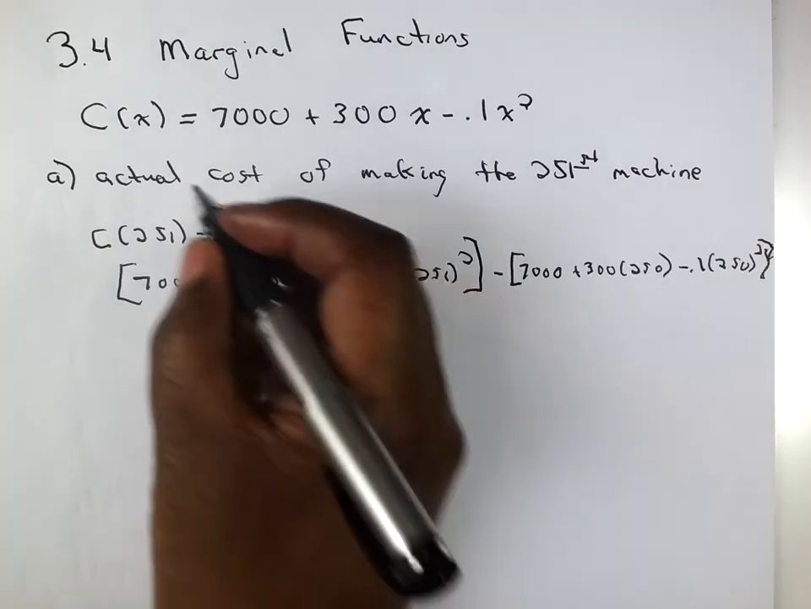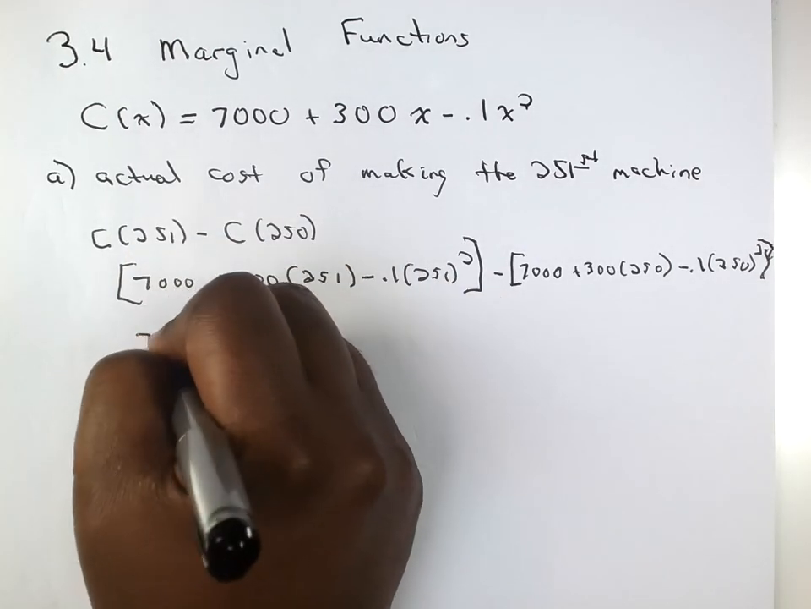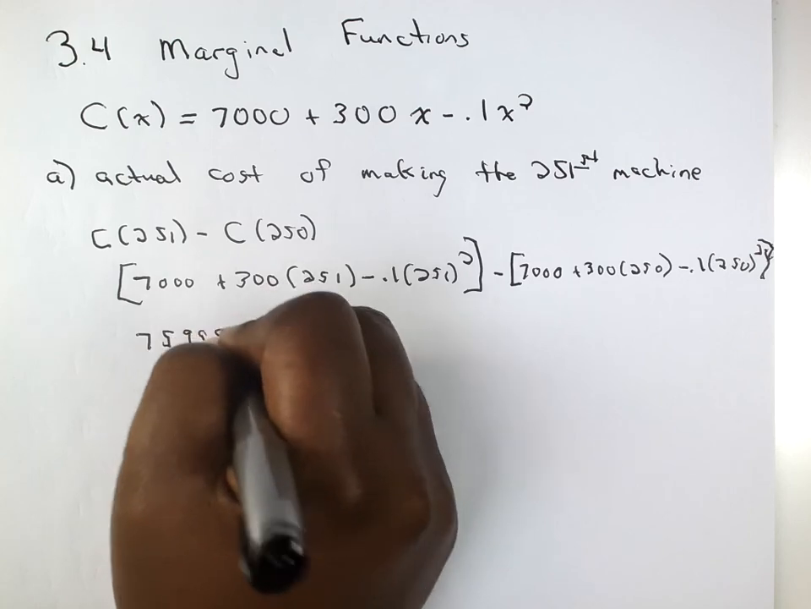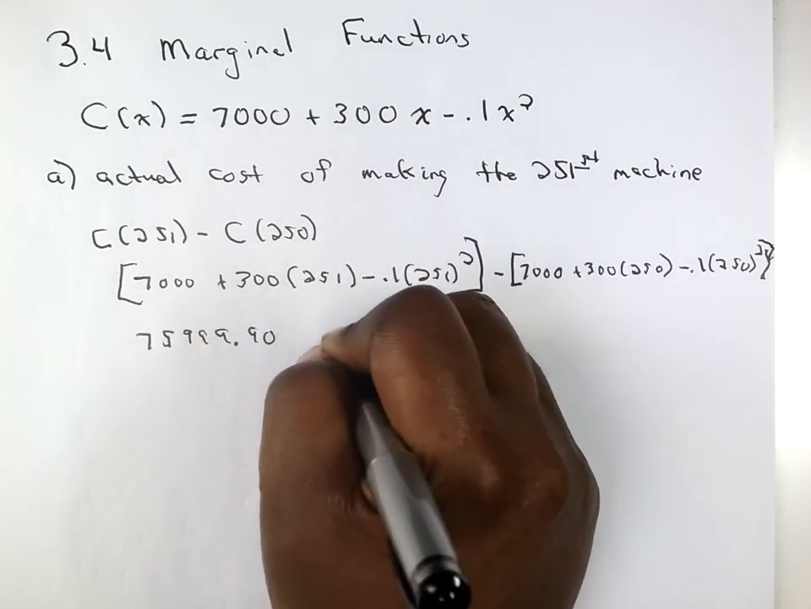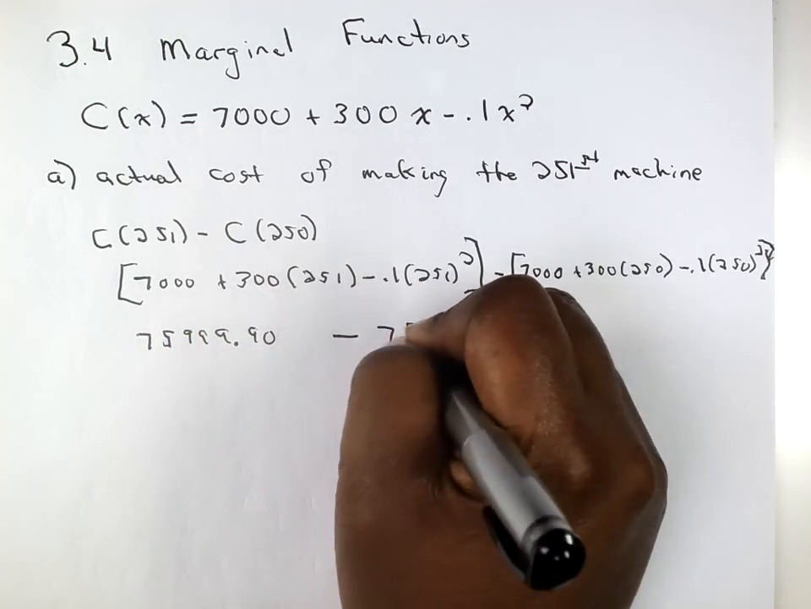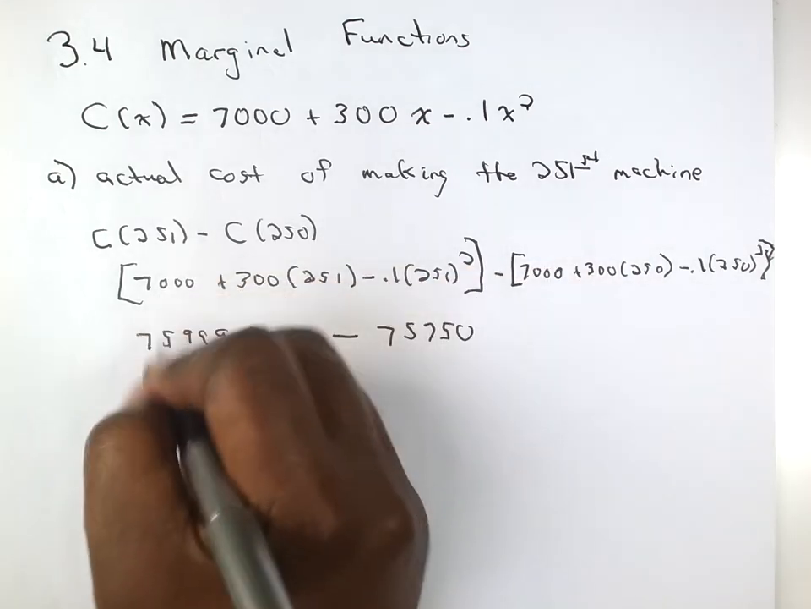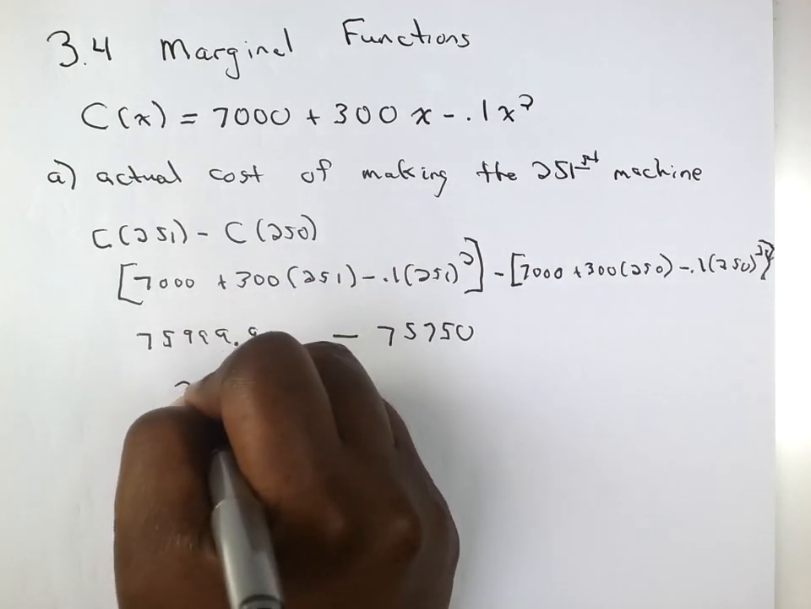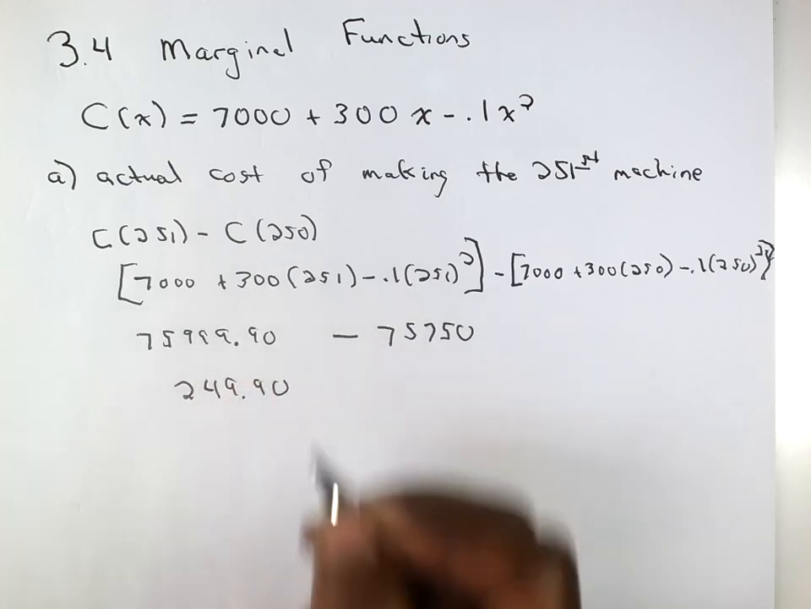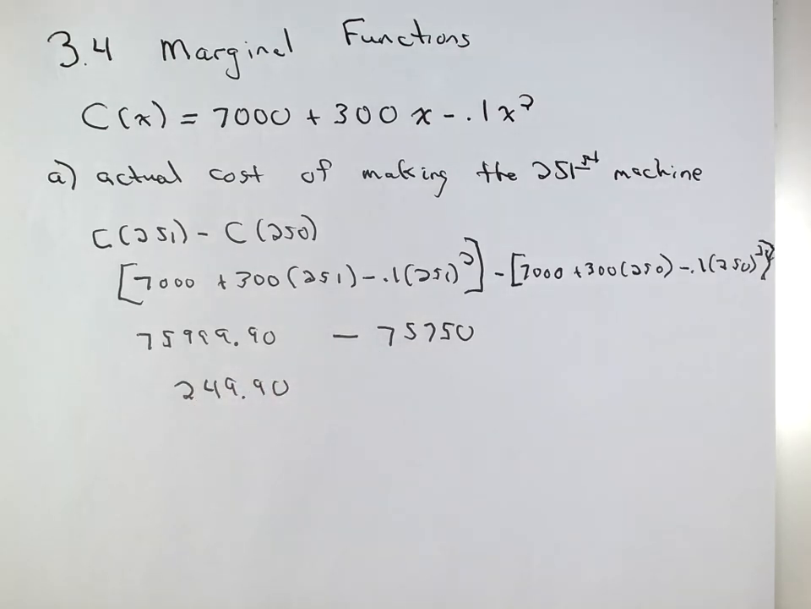Alright, so when you evaluate these, you get 75,999.90 for the first, and then 75,750 for the second. Subtract those, and you get 249.90. So that's the cost of making the 251st washing machine.